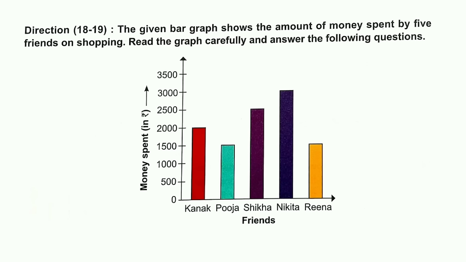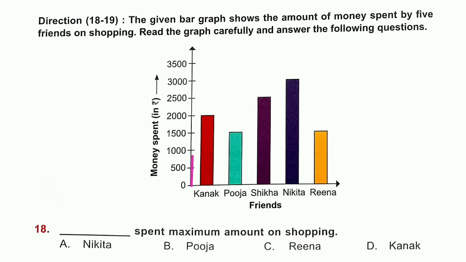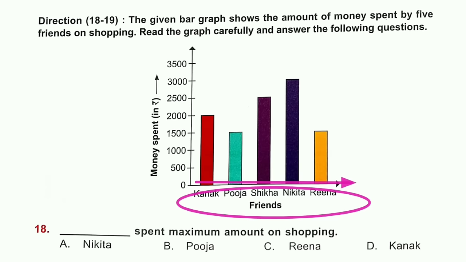Directions are given for question number 18 and 19. The given bar graph shows the amount of money spent by 5 friends on shopping. Read the graph carefully and answer the following questions. This is the given graph. This is the vertical line. Vertical line says money spent. This is the horizontal line. Horizontal line says name of the friends. Question number 18. Dash spent maximum amount on shopping.